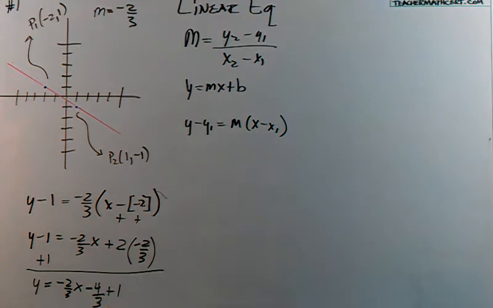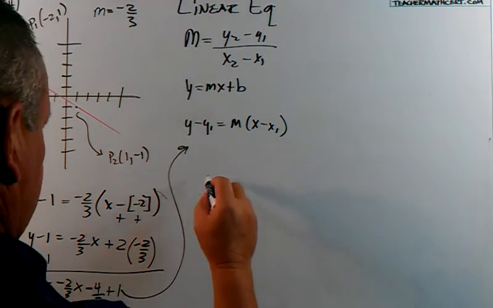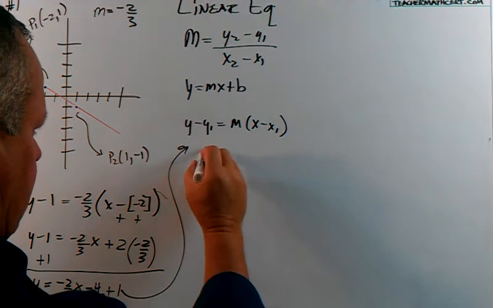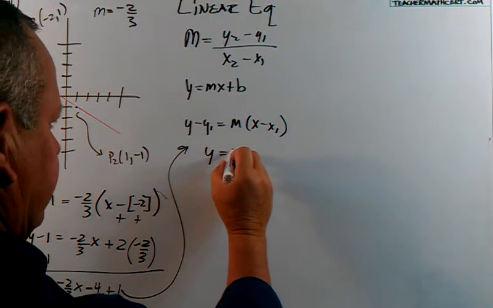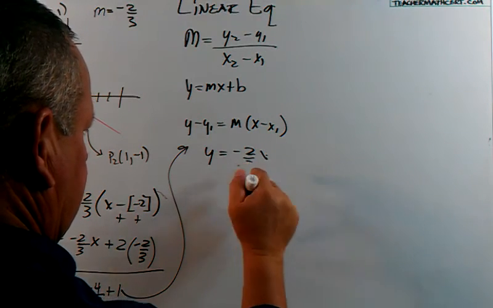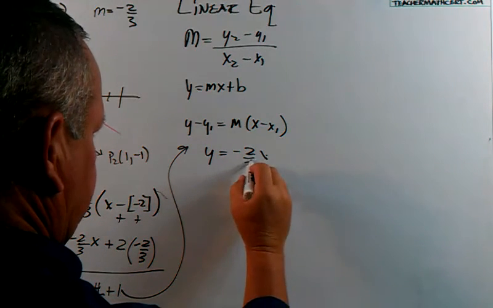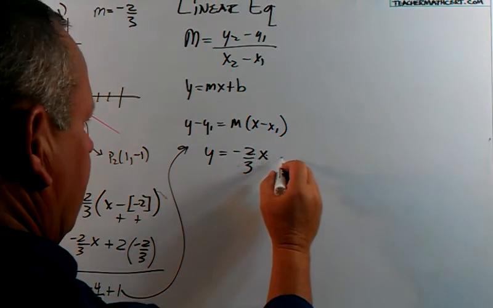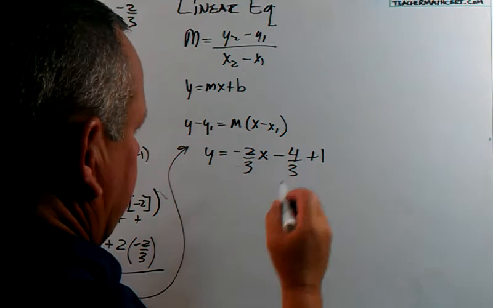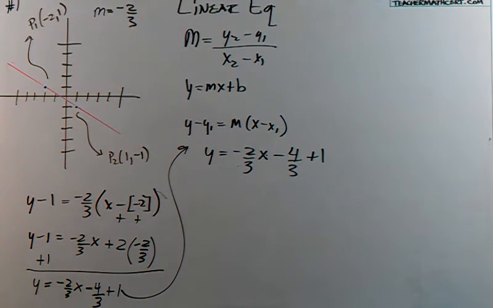Let me write this up here. Let's continue this up here. So we have y is equal to negative 2/3 x. Sorry about that. That's a 3. Negative 2/3 x minus 4/3 plus 1. Okay. Well, you can see here.